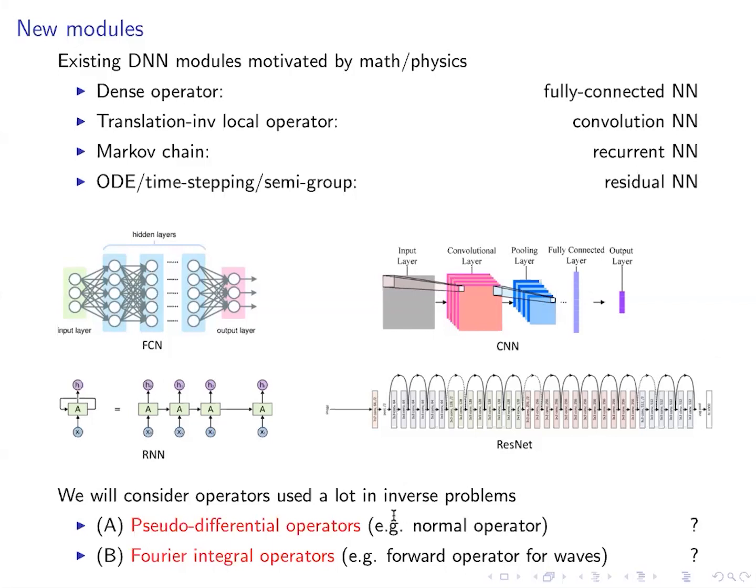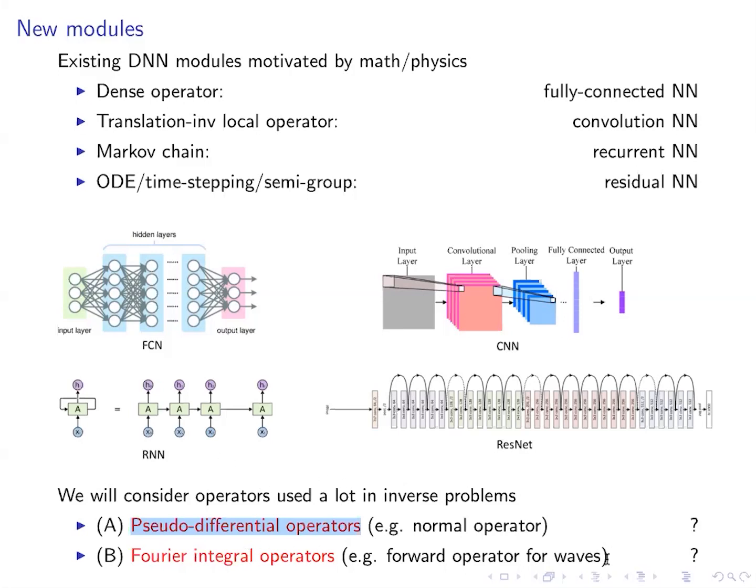So the question we're going to ask ourselves for inverse problems is, let's take a look at the operators that appear quite a lot in inverse problems. Two of them are called a pseudodifferential operator and a Fourier integral operator. Pseudodifferential operators appear quite a lot because the normal operators in inverse problems are typically represented by pseudodifferential operators. And Fourier integral operators appear quite a lot because if we use waves as our physics for solving inverse problems, then typically wave propagation is modeled by Fourier integral operators, as we'll see.